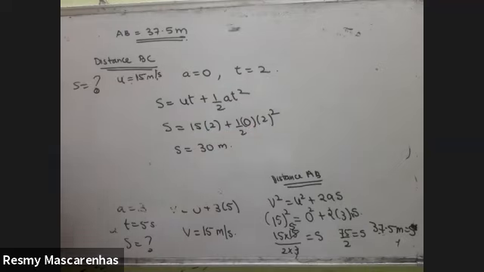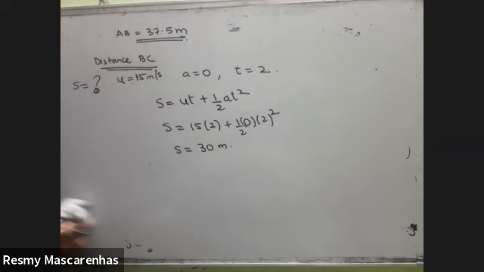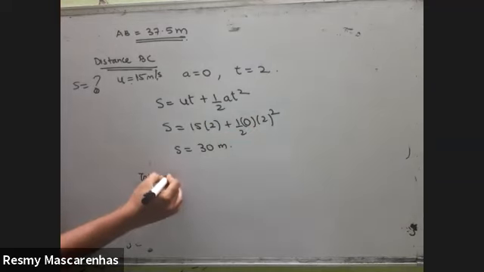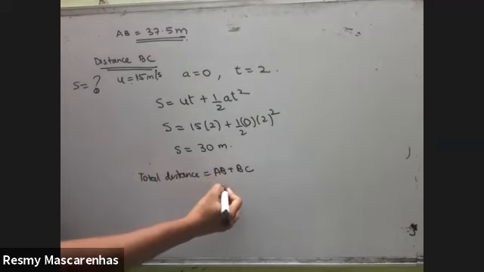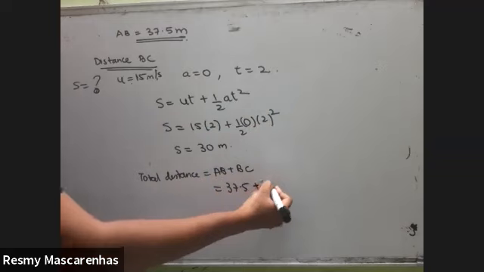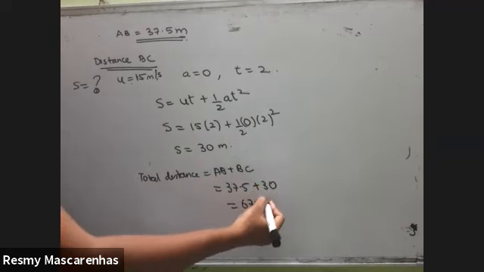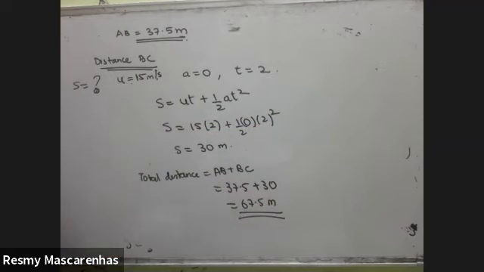And now the total distance covered by the car will be 37.5 plus 30. And one was not understood. Okay, next one.